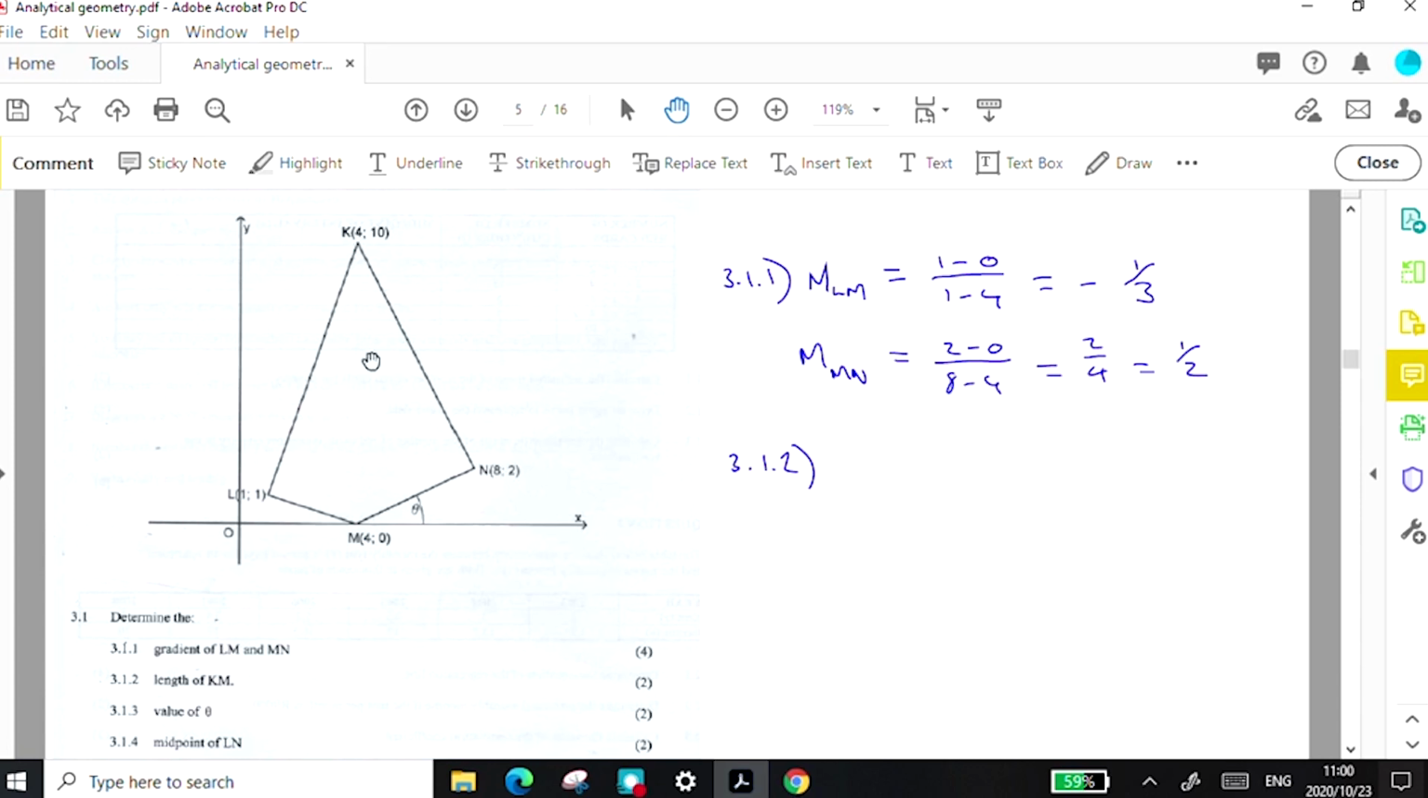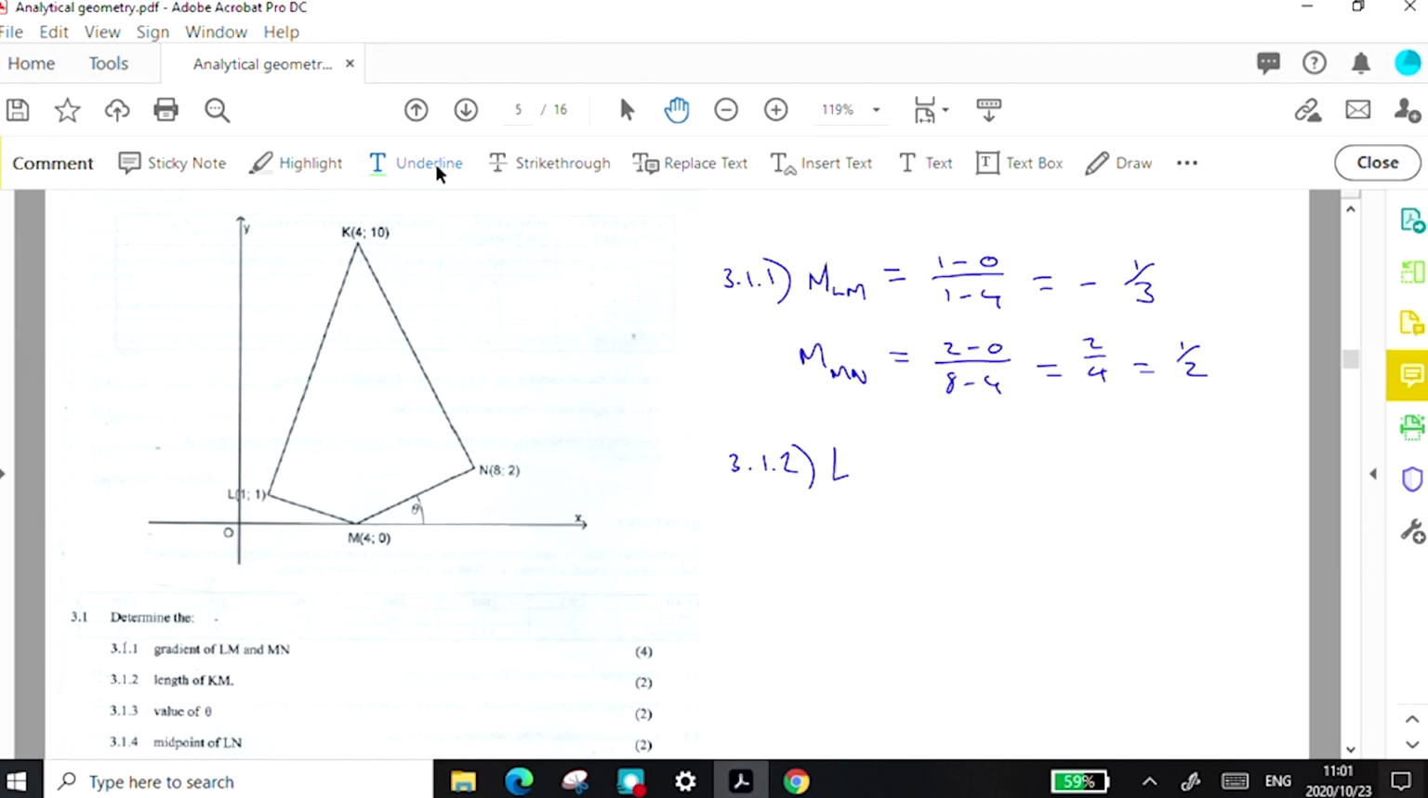Now notice that with KM, they both have the same x value. The x value for K is 4 and the x value for M is equal to 4. And M is located at the x-axis. Therefore, the length of KM is just 10 units, but let's use the distance formula.